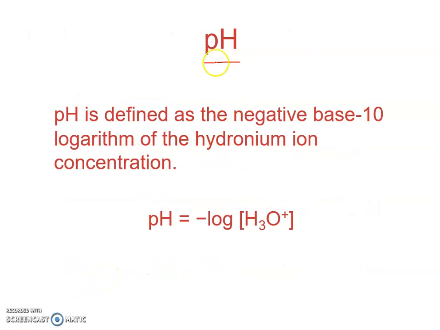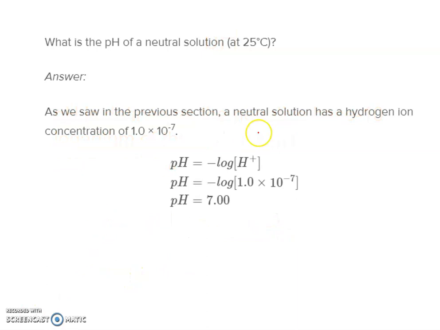Okay? All right, so that's kind of awkward to talk about. So a lot of times we'll talk about the pH. And the pH is defined as the negative log of the hydronium ion concentration. Okay, so if we go back to our water, and remember we said the hydronium concentration in pure water is 1 times 10 to the minus 7.